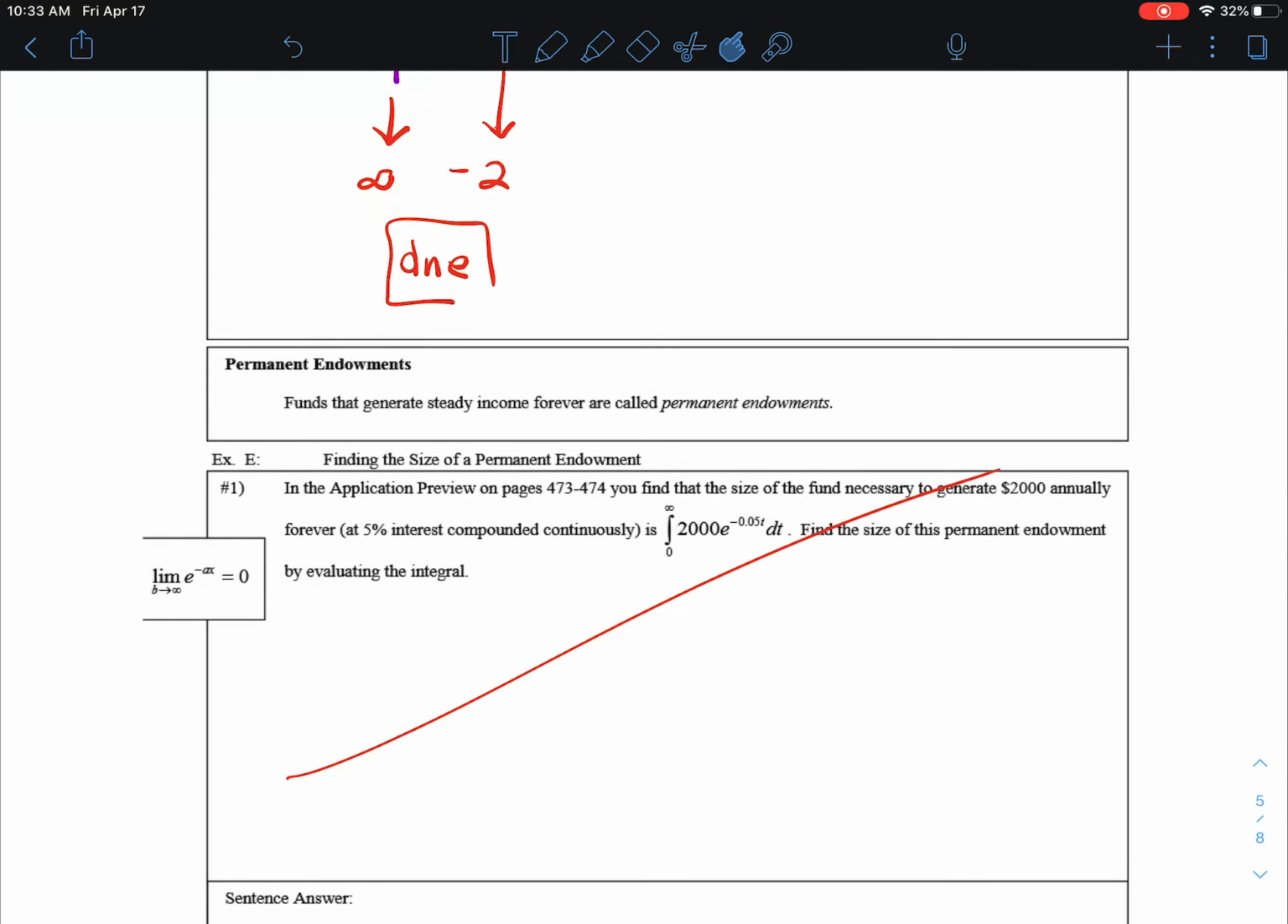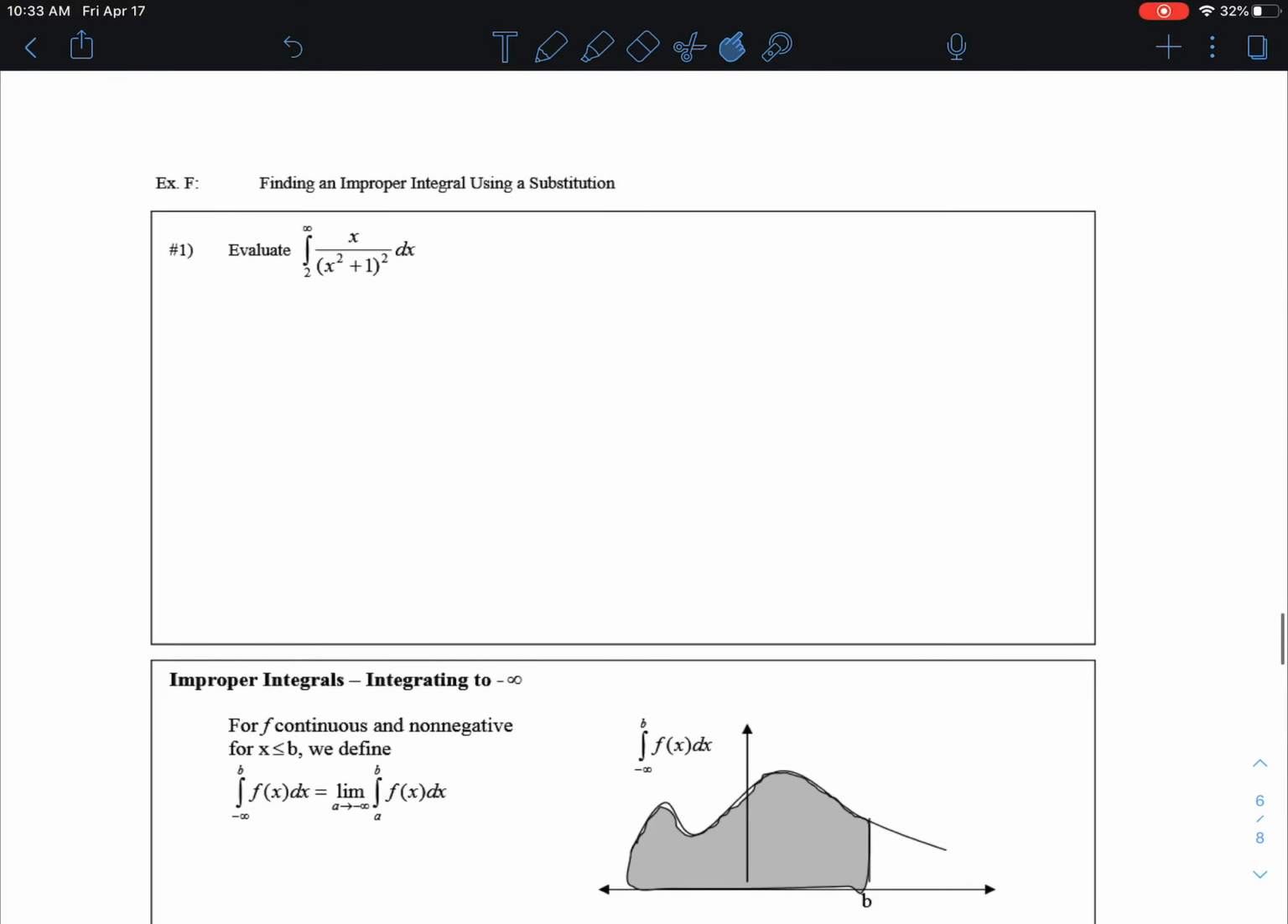We are not going to do that word problem, but we are going to jump to one that is going to require us to use substitution. Let's start this out our typical way, putting a b up top with the limit as b approaches infinity. You'll notice what's different about this.